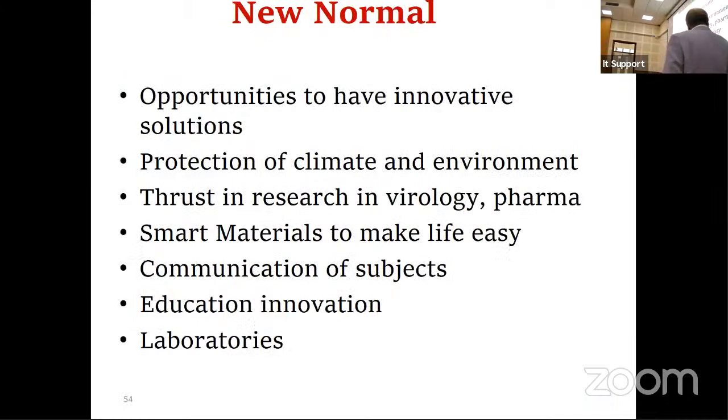So I think there are a lot of interesting challenges. But with those challenges, we have the opportunities to have innovative solutions. Many of these challenges are not solved, including renewable energy and protection of climate and environment. So we have to make a very important thrust today in biology and pharma. All of us know this. I don't have to emphasize how important research in biology and pharmaceuticals has become. We always knew they were important, but COVID has suddenly shown us. Many of these will be made easy by what I call smart materials, as a general theme.